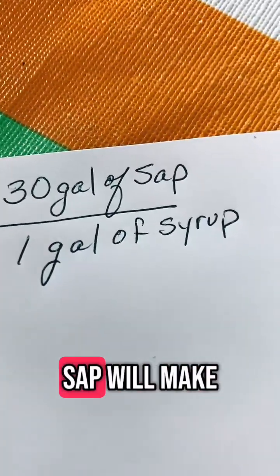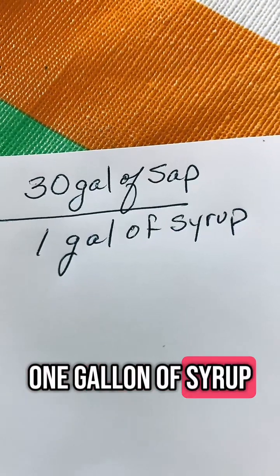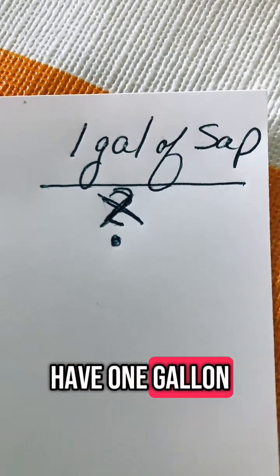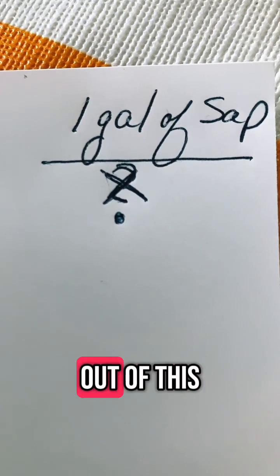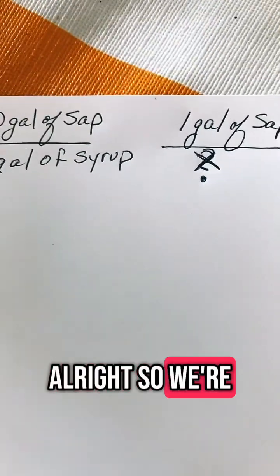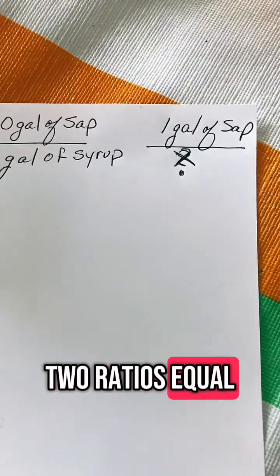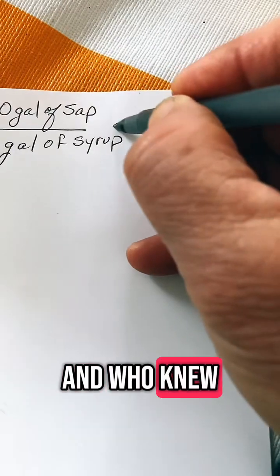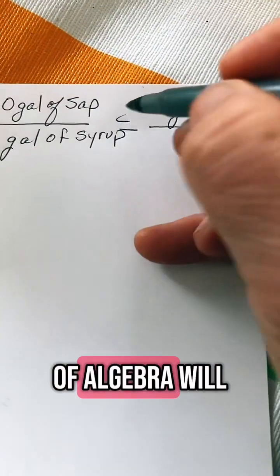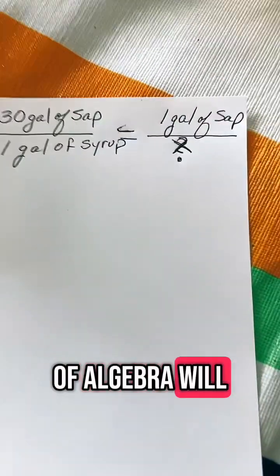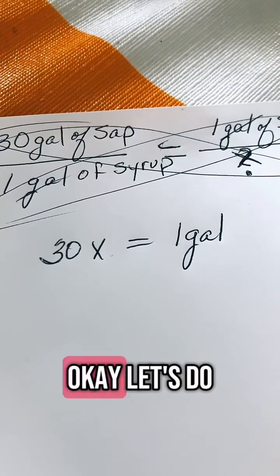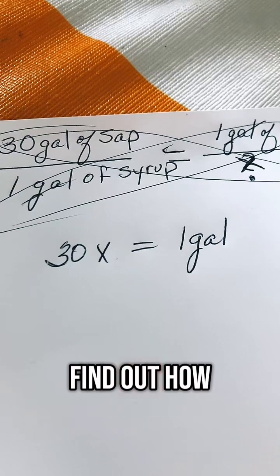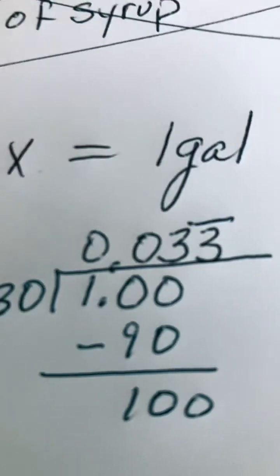30 gallons of sap will make 1 gallon of syrup. Now, we only have 1 gallon of sap, so we want to figure out how much syrup we are going to get out of this. All right, so we're going to set these two ratios equal to one another. And who knew? A tiny bit of algebra will tell us how much syrup we're going to get. Okay, let's do a little division, find out how much of a gallon we're going to get.